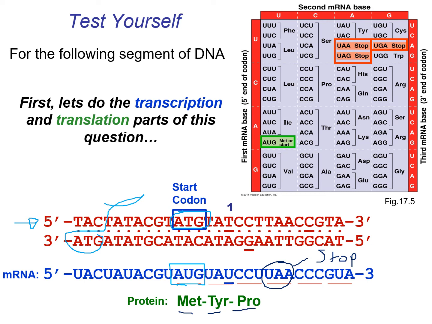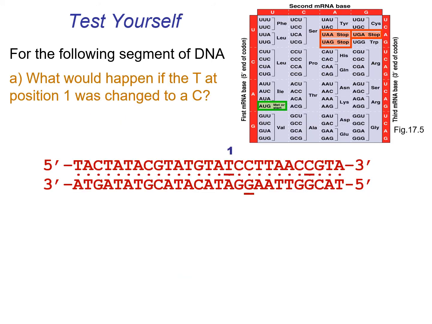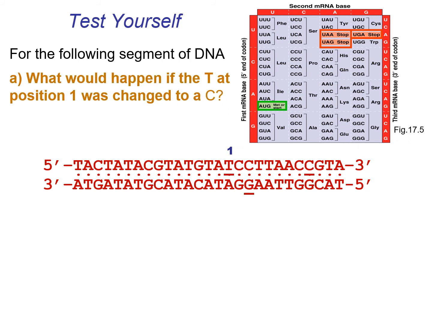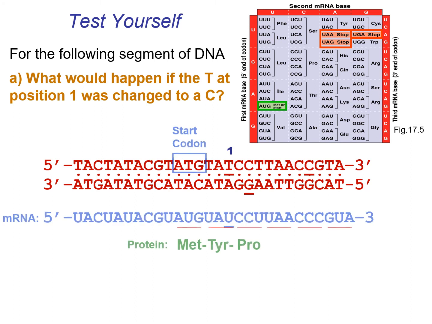Okay, so let's try to answer those questions. I'm going to squish this up a little bit and squish that genetic code so that we can see everything on one screen for each question. So here is the first question. It says, what would happen if the T at position 1 was changed to a C? So let's take a look. We have our transcription and translation done just as before. Now we're going to take a look particularly here at the second codon. So this TAT. So what's going to happen?